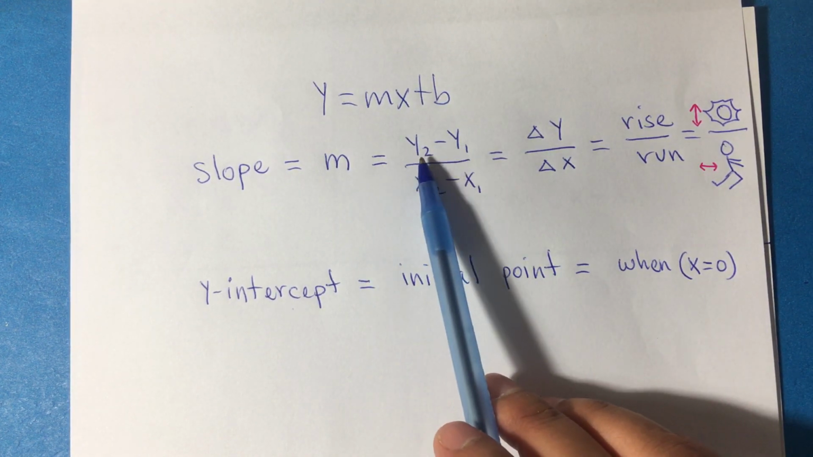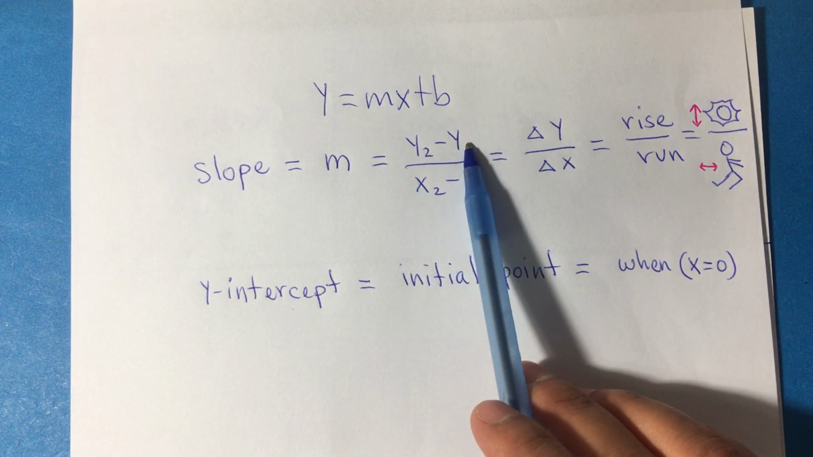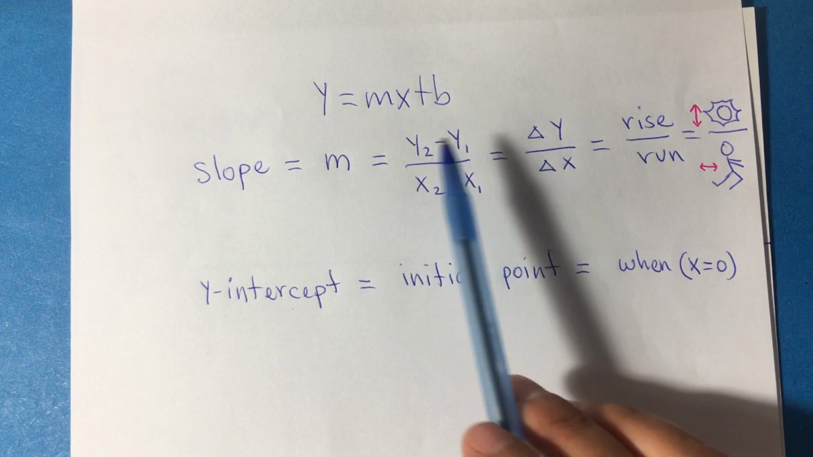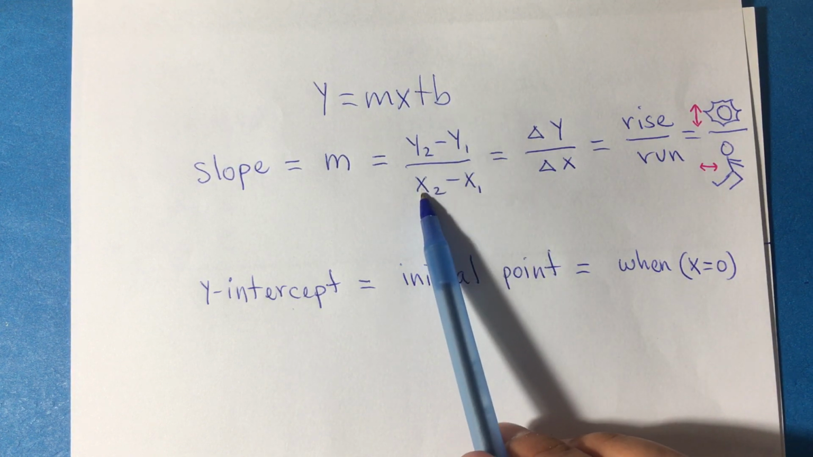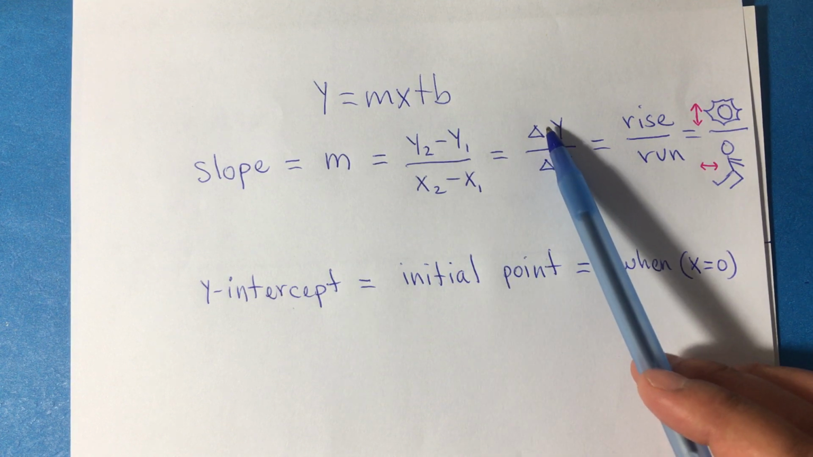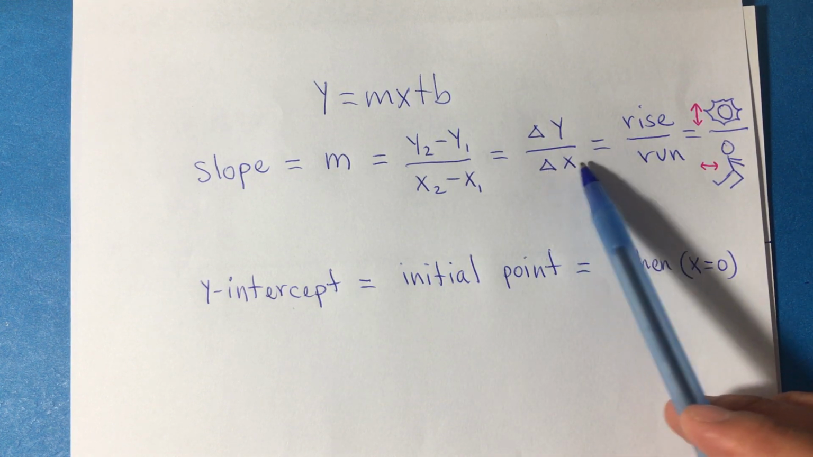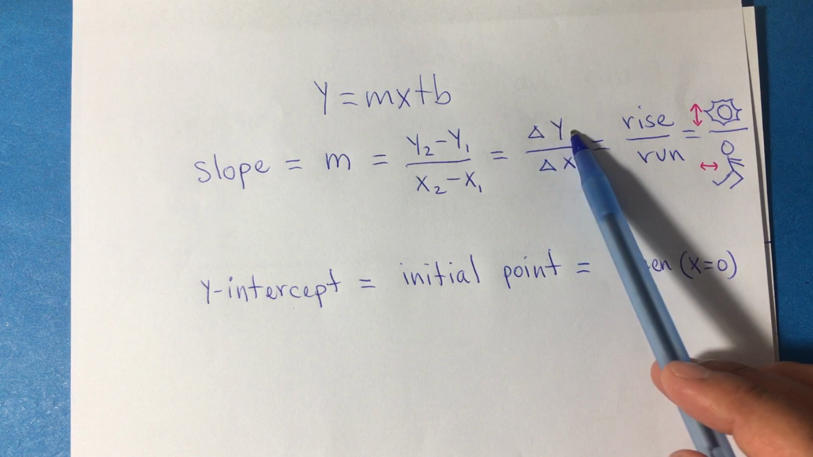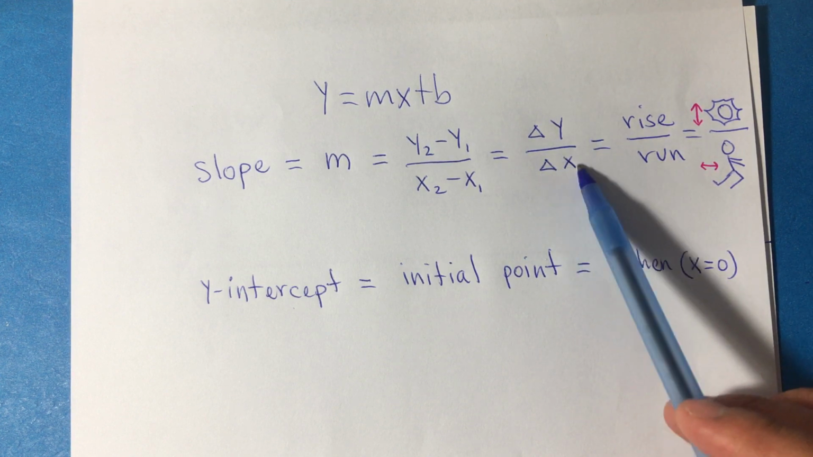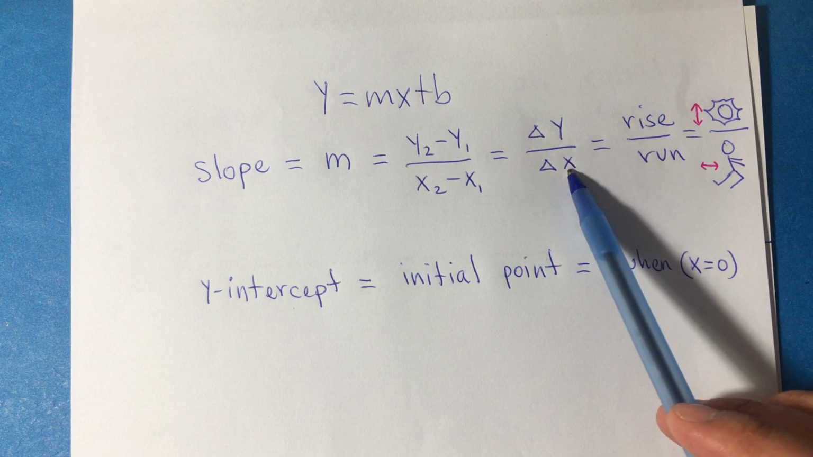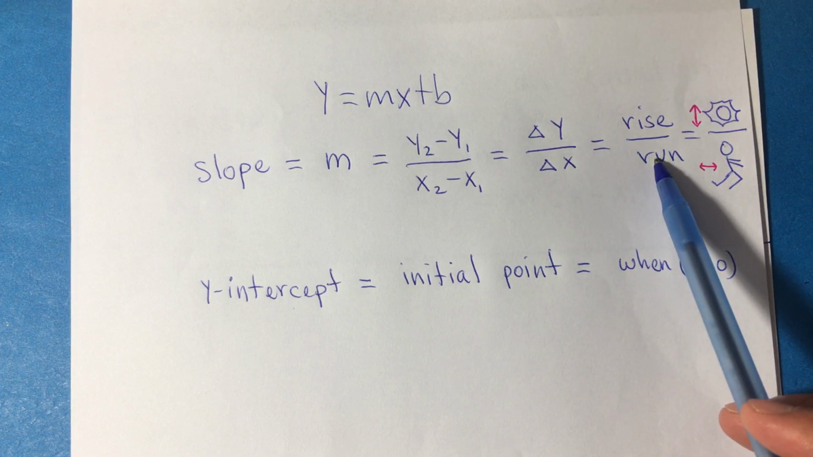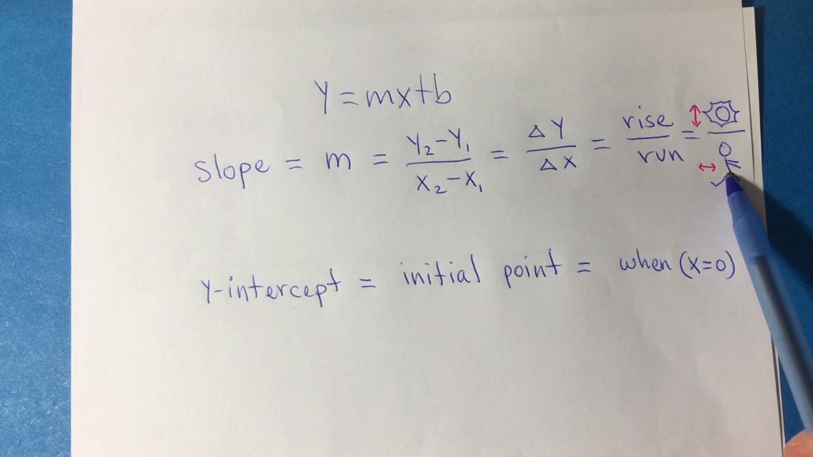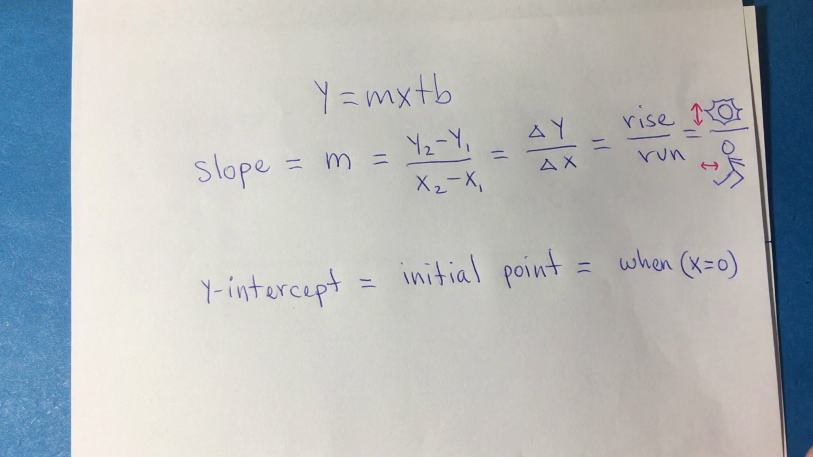It's found by subtracting the y values of two points over the subtraction of the x values of that same point. So y2 minus y1 over x2 minus x1. This is also known as the change in y over the change in x because we always put the difference in the values of y in the numerator and the difference of the values of x in the denominator. Same thing as rise over run.